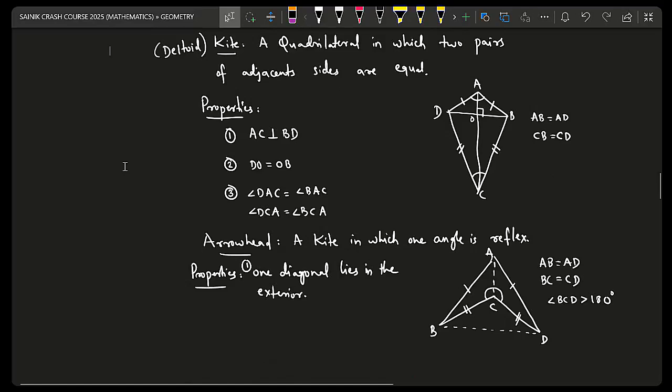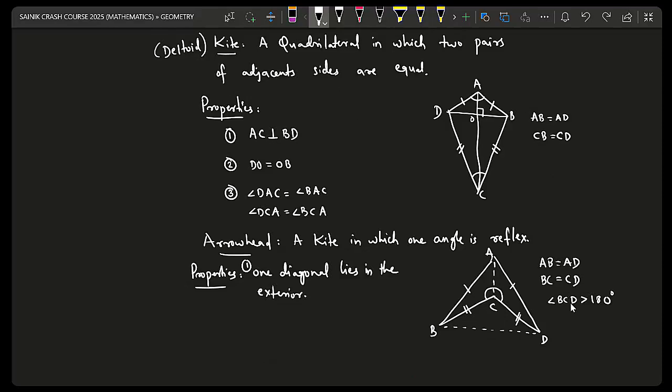See, arrowhead means it is also a kite. What do you mean by kite? Two pairs of adjacent sides must be equal. So you can see, the length of AB and length of AD, are they equal? Yes, sir. And similarly, the length of BC and length of CD, are they equal? Yes, sir. So two pairs of adjacent sides are equal.